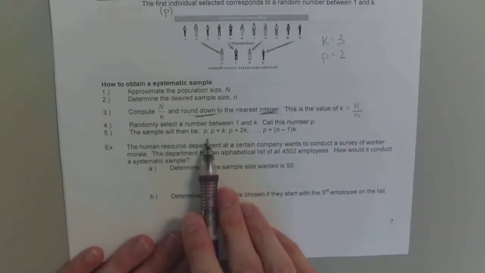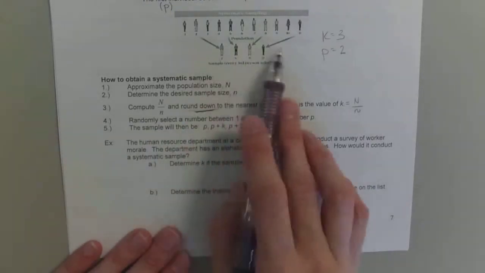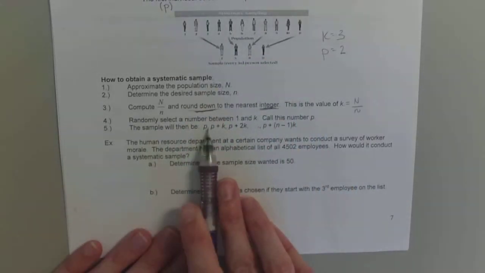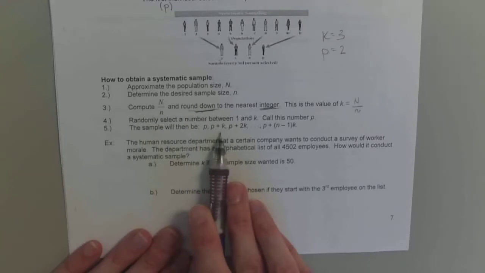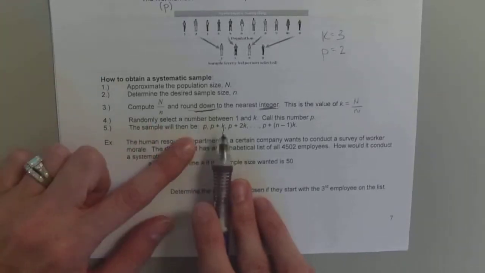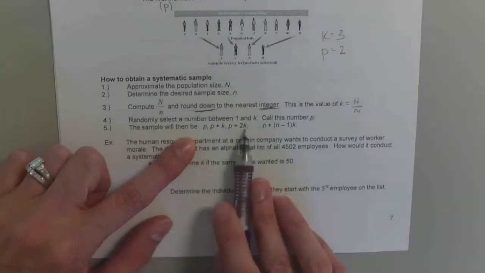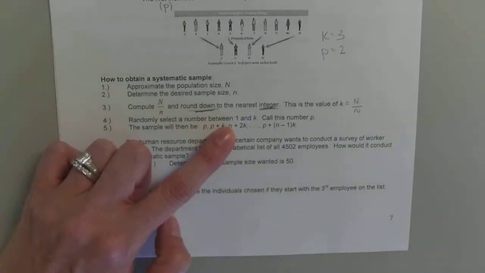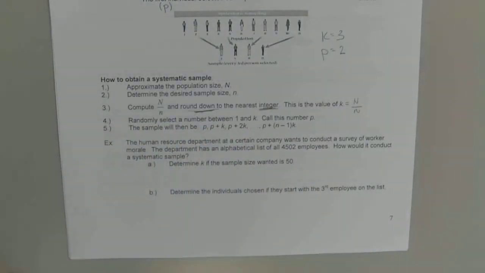Remember, P is who you start with. And I know it looks crazy, but this is technically the same pattern they have here. Who do you start with? P. And how many are you counting by? K, right? So the next person would be P plus K, and the next person would be, okay, I counted over 2K, I counted over 3K, and 4K. Do you guys see that?